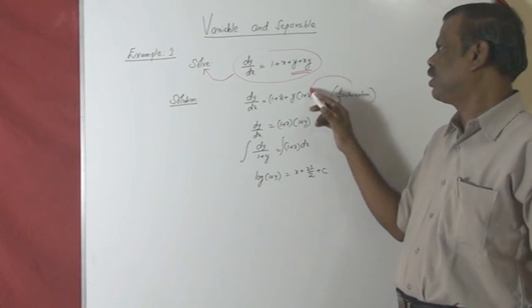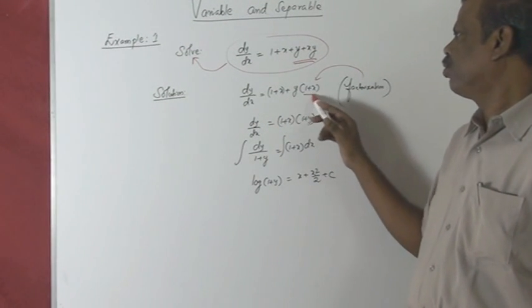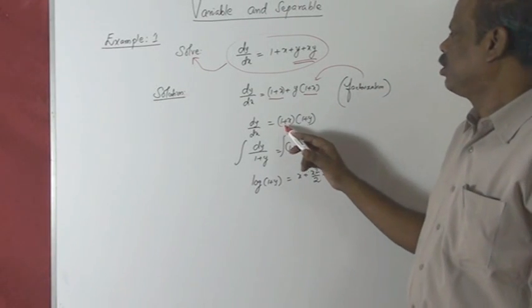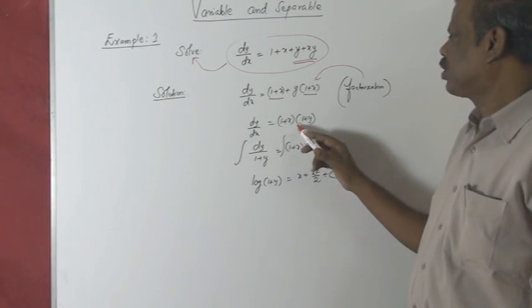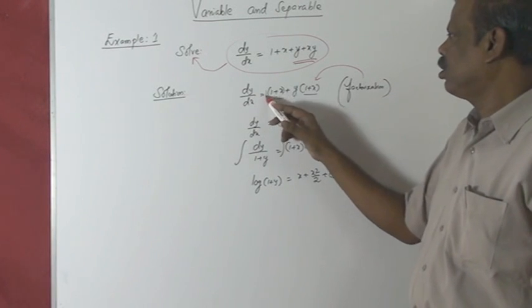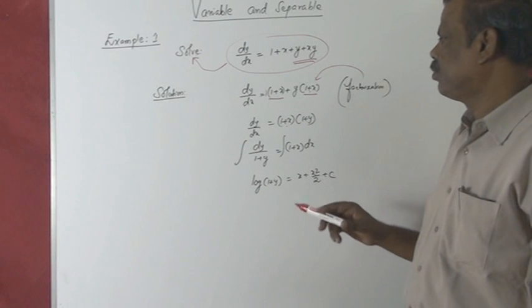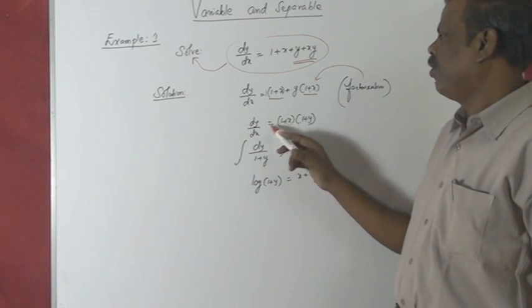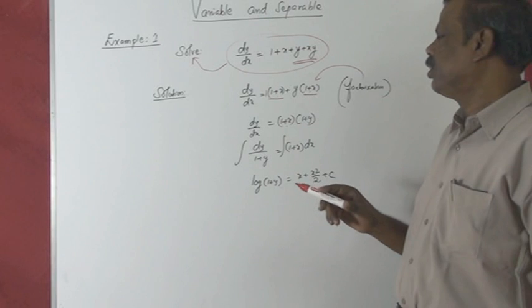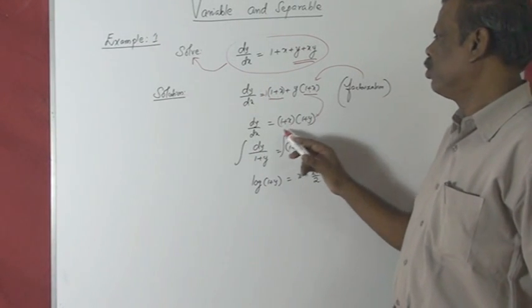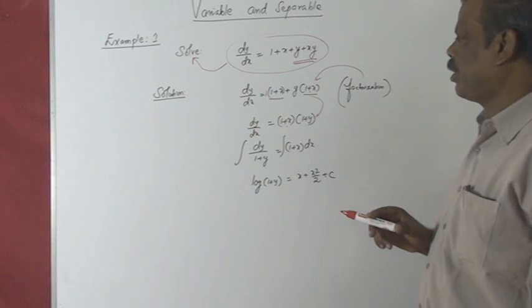That means you are factorizing this. Therefore, 1 plus x is taken as common factor, we get dy by dx is equal to 1 plus x into 1 plus y. Here there is 1, here 1 plus x has been taken as common factor, 1 plus y. So the variable has to be separated. After factorization, the variable has been separated.